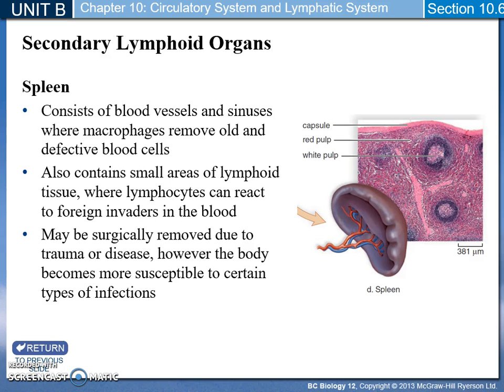The spleen then, it also contains small areas of lymphoid tissue where lymphocytes then can react to foreign invaders in the blood. Sometimes the spleen needs to be surgically removed due to trauma or disease. A person can live without their spleen, but in some cases they are more susceptible to certain kinds of infections.